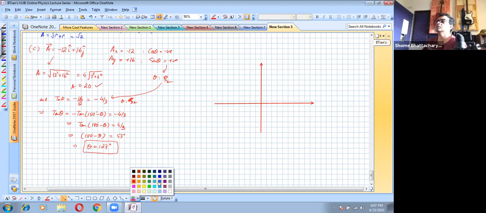This one is a vector which has components -12 î plus 16 ĵ. So this is 12 and 16. So the vector itself should lie somewhere here.